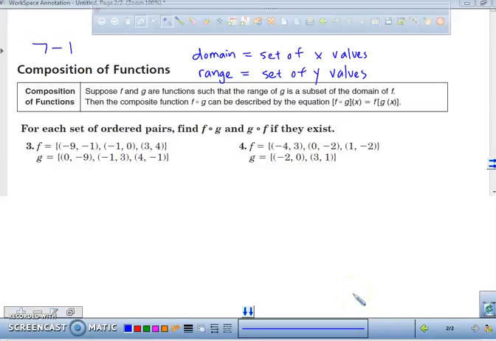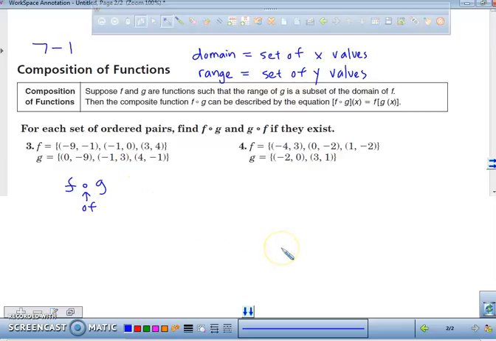Alright guys, what we're going to be talking about today is a composition of functions. The very first thing I want you to write into your journal is F, a little circle right here, and G. This is not fog, this is F of G. That's what it means. A little circle means F of G.